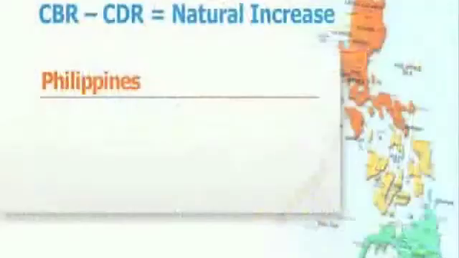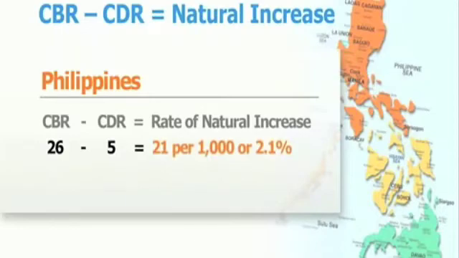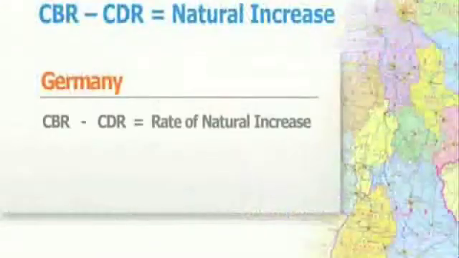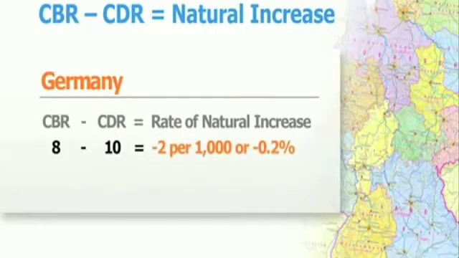So here we look at the Philippines, crude birth rate of 26, crude death rate of 5, and so the growth rate is 21 people per 1,000 population, or 2.1%. That's how we usually express it, as a percentage. Now we look at Germany, which has a crude birth rate of about 8 and a crude death rate of 10. So the crude death rate is higher than the crude birth rate. So here we get what is really called natural decrease. There are more deaths every year in Germany than there are births. When a country's in that situation, population will decline unless there is immigration.